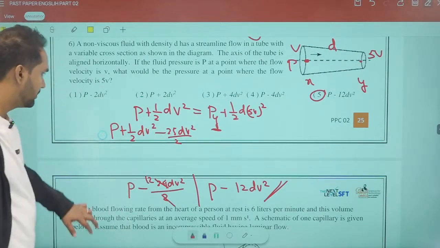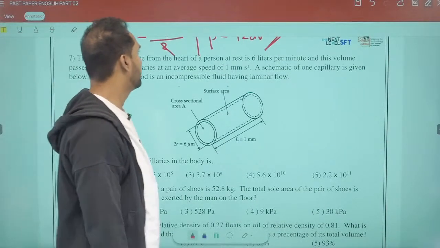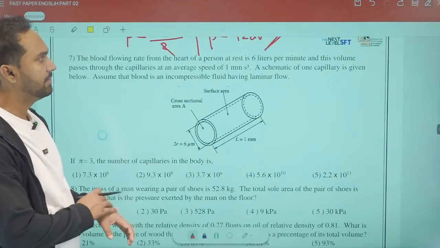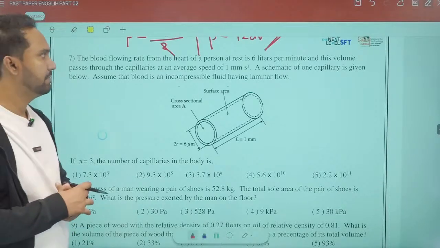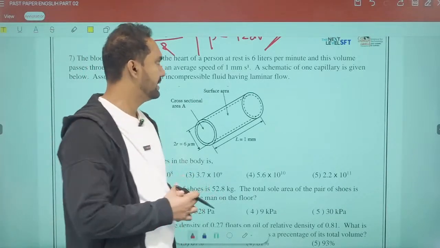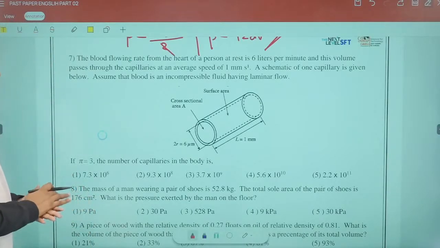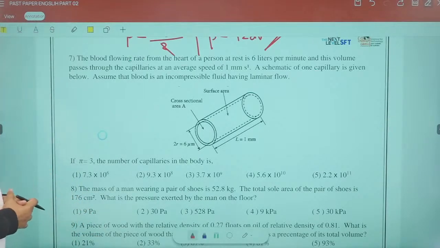Right. So come to the next question, the 7th question. The blood flowing rate from the heart of a person at rest is 6 liters per minute, and this volume passes through the capillaries at an average speed of 1 millimeter per second. A schematic of one capillary is given below. Assume that blood is an incompressible fluid having laminar flow. Pi equals 3. It asks for the number of capillaries in the body.